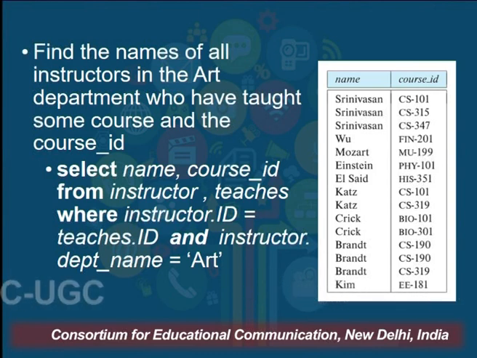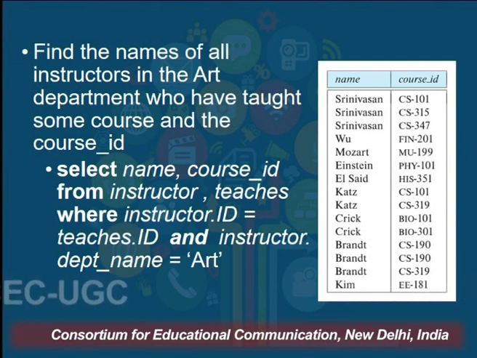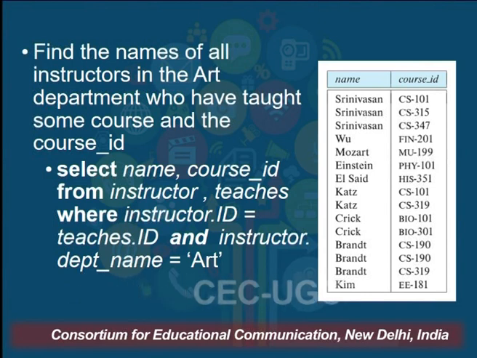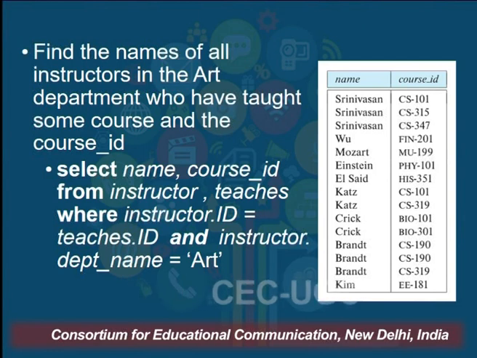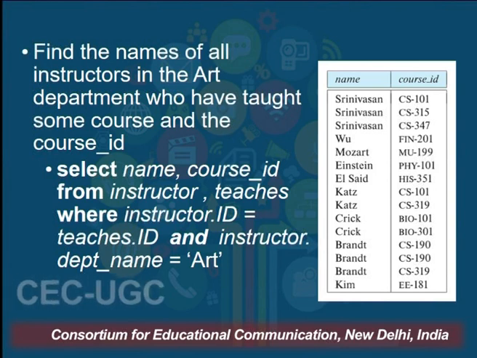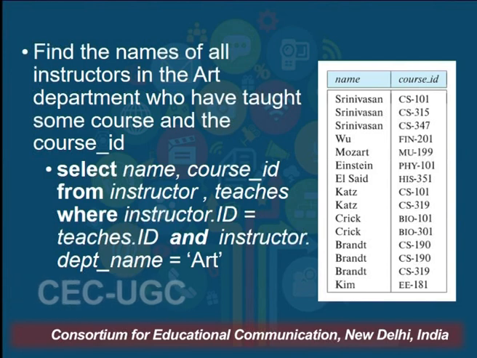So, the full query goes like this: select name, course ID from instructor, teachers where instructor ID is equals to teachers ID and instructor dot department name is equals to art. With the tables we are referring to, this is going to generate a result of two columns, name and course ID, which is shown on the screen, and here are the different course IDs taught by different instructors. So, here we have seen the Cartesian product along with the where clause, which corresponds to the selection of the relational algebra.